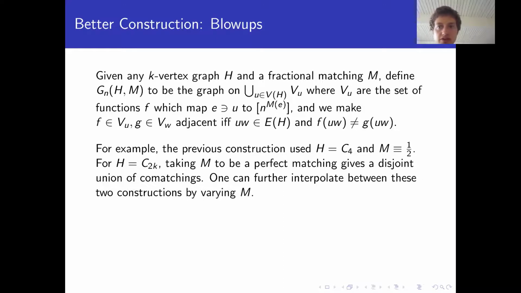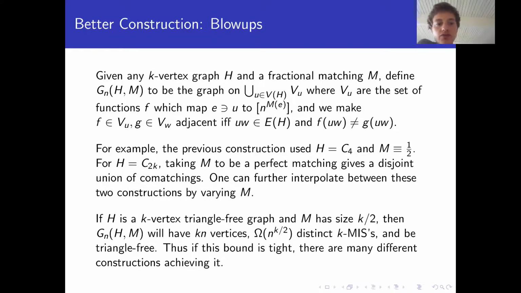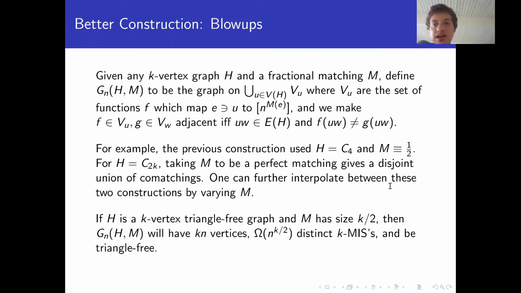So yeah, you can do this in a fairly wide generality. In particular, if you start with H a K vertex triangle-free graph and M a fractional matching of size K over 2, then this blow-up construction will have about n vertices. It'll have at least n to the K over 2 distinct KMISs, and it'll be triangle-free provided H is, again, because this is a subgraph of a blow-up of H.